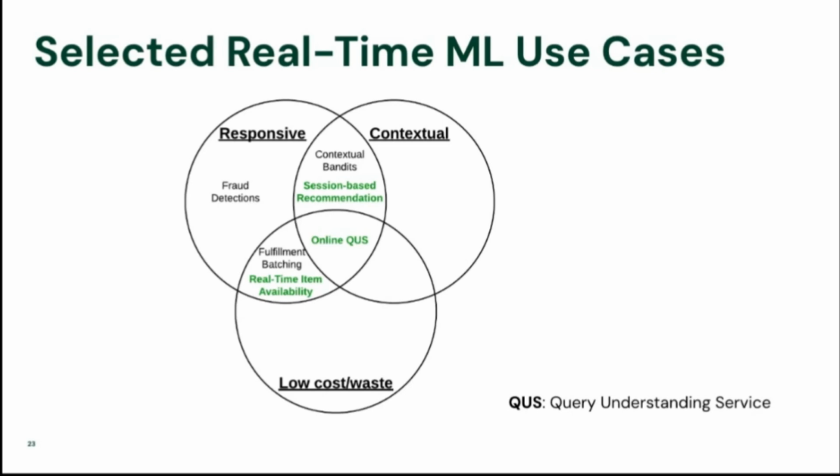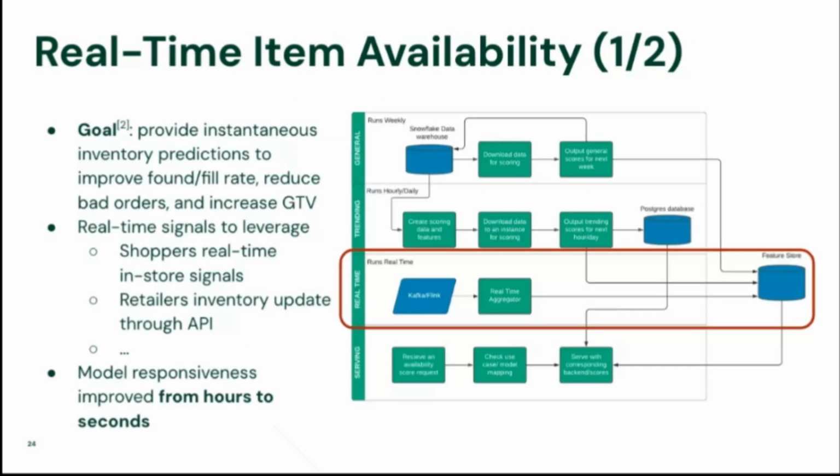I think we cannot touch everything; we probably have time to review three of them, which I highlighted in green. I'll quickly go through them to see if the design resonates with you. Starting with the real-time item availability.